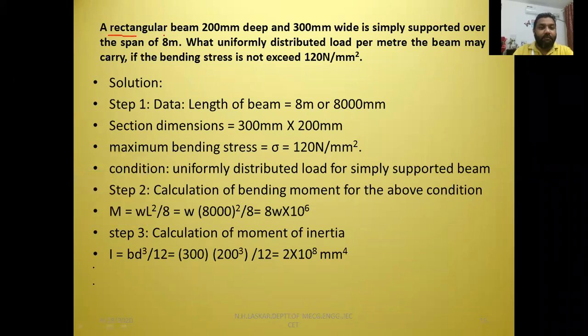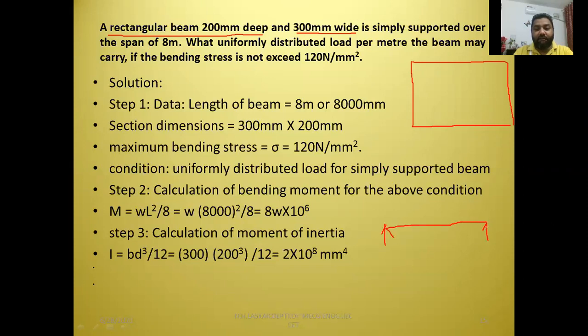a rectangular beam 200 millimeter deep and 300 millimeter wide. So I am drawing the rectangular beam, 200 millimeter deep and 300 millimeter wide. It is simply supported, and the span, that is the length of the beam, is 8 meters.